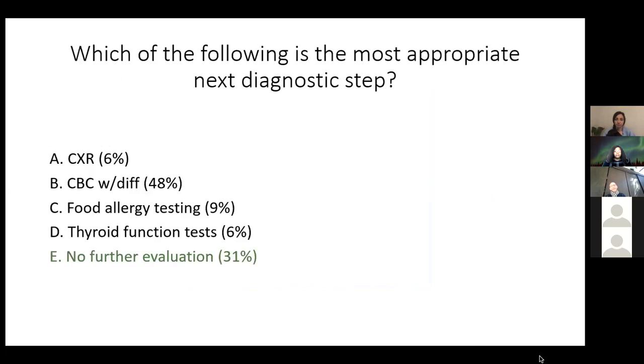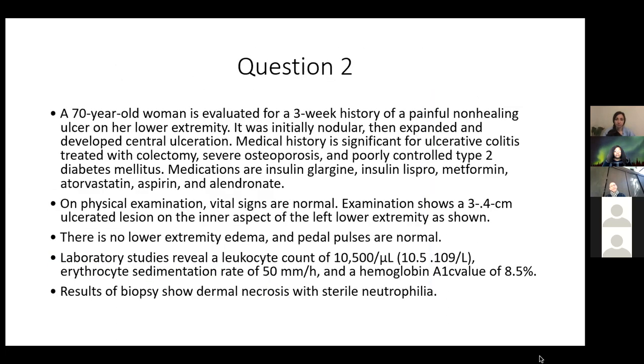Okay. So question two, we have a 70-year-old woman. She's had a 3-week history of painful non-healing ulcers on her lower extremity. One ulcer. It was initially nodular, then expanded and developed central ulceration. She has ulcerative colitis, status post colectomy, severe osteoporosis, and poorly controlled type 2 diabetes. She's on glargine, lispro, metformin, atorvastatin, aspirin, alendronate.